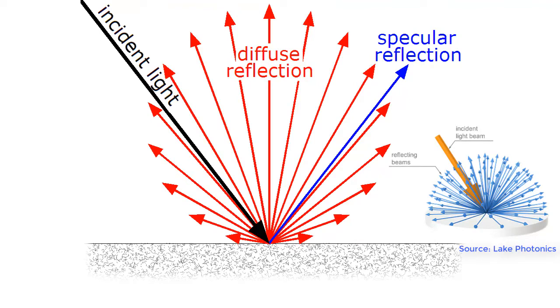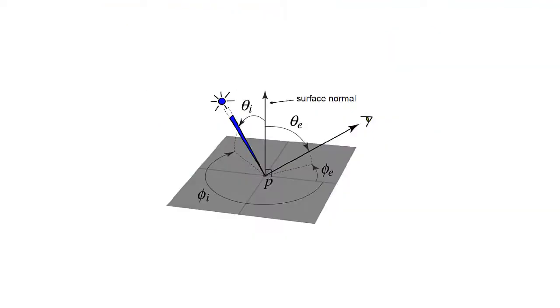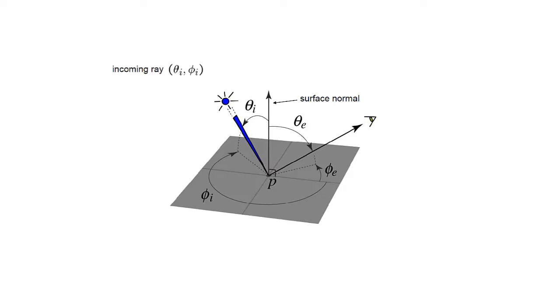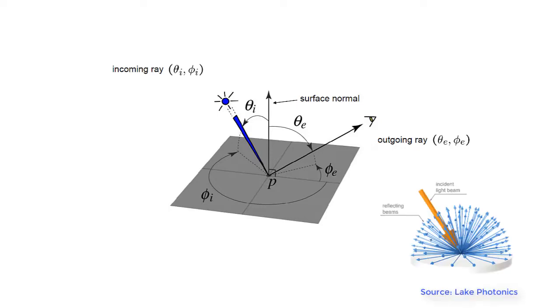Now, let us try to formalize this reflection model by considering this figure. We have the incoming ray, the incident ray, which is defined by theta and phi, as well as the reflected ray or the outgoing ray defined by theta and phi as well. This kind of formulation makes sense considering the reflected ray can be in any direction. So the theta and phi are going to capture those directions for us.